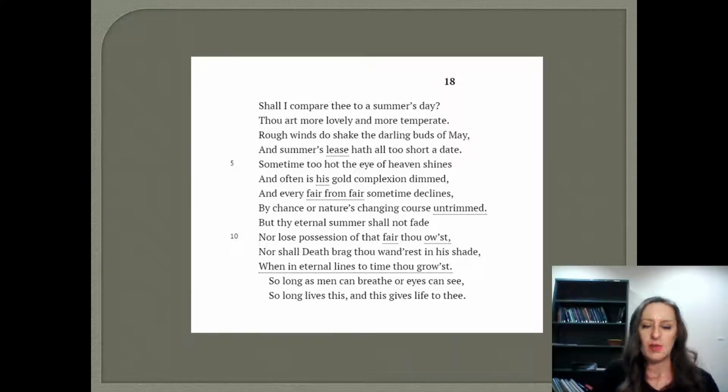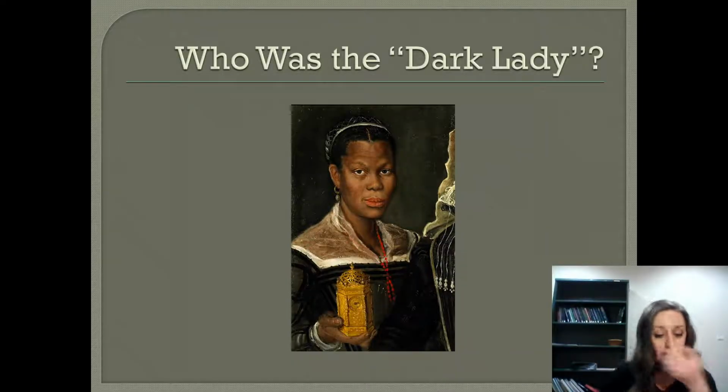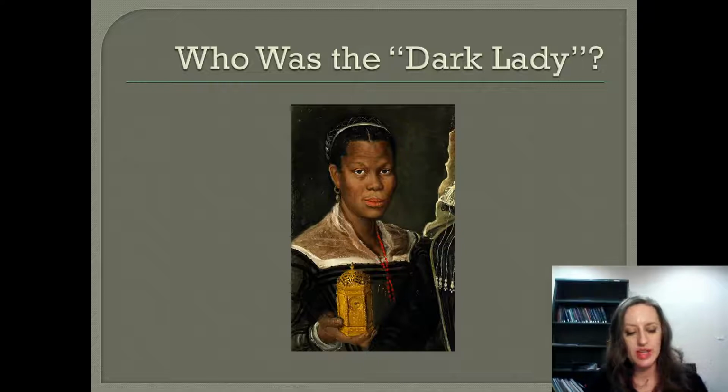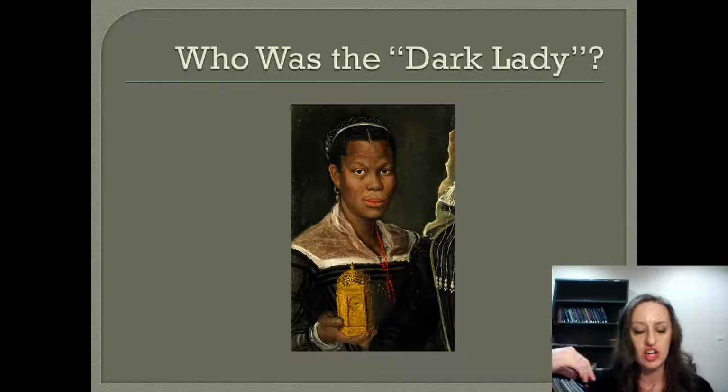So let's talk about the dark lady now. Let's switch over to those sonnets. Who is the dark lady? Okay, so the assumption through most centuries has been that when Shakespeare speaks of a dark lady, it just means that she has dark hair and dark eyes.